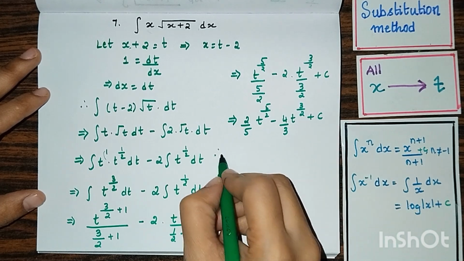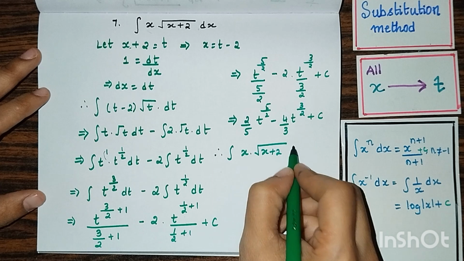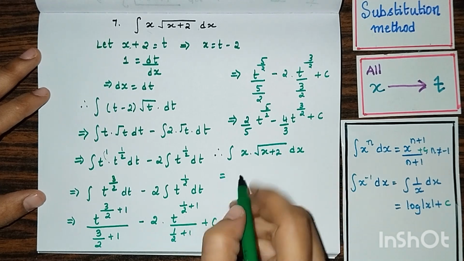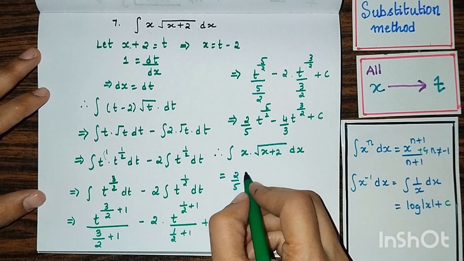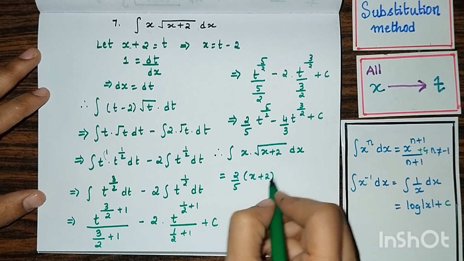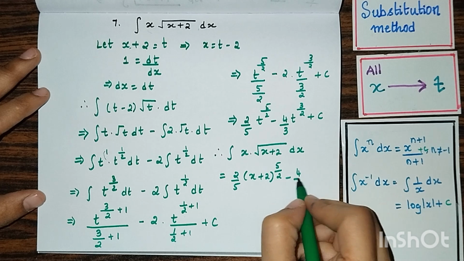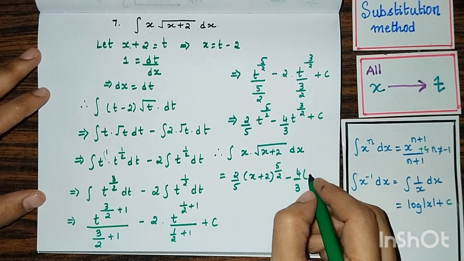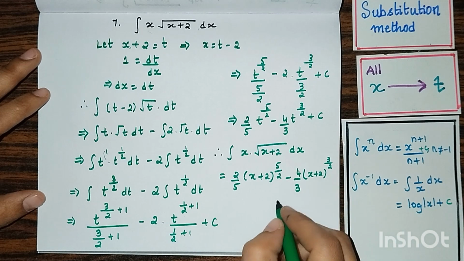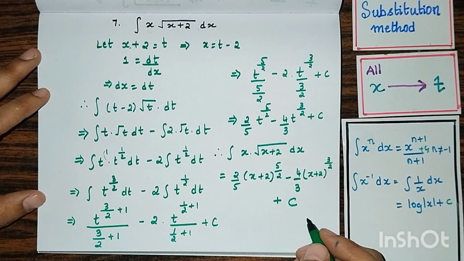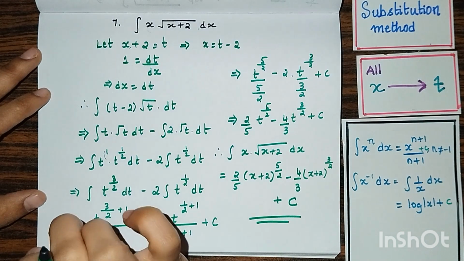So therefore, integral of x into square root of x plus 2 with respect to x is equal to 2 by 5. So in the place of t, we will write x plus 2 to the power 5 by 2 minus 4 by 3 into x plus 2 to the power 3 by 2 plus constant of integration. So this is the required integral of the given function.